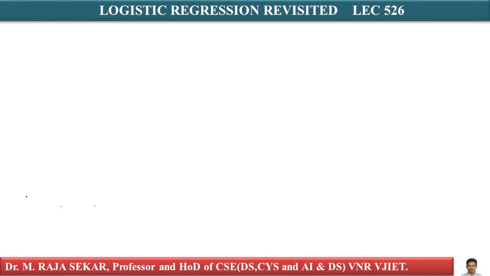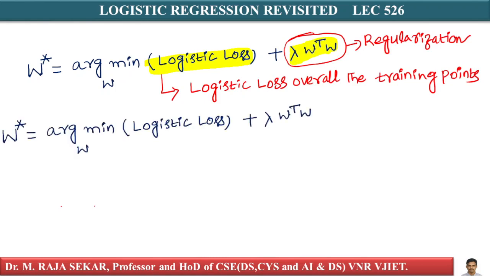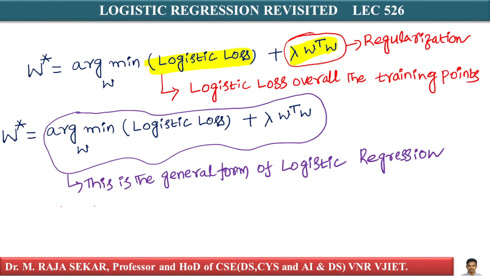In this lecture, we will try to understand logistic regression revisited, since we have seen how to solve constraint optimization problem. Let's revisit our logistic regression. How does the logistic regression optimization problem look like? W star equal to argmin of logistic loss plus lambda into W transpose W. This lambda into W transpose W is the regularization, and this entire thing is the general form of our logistic regression.